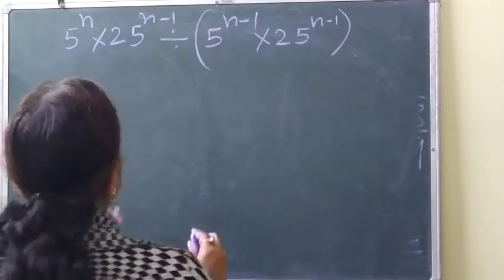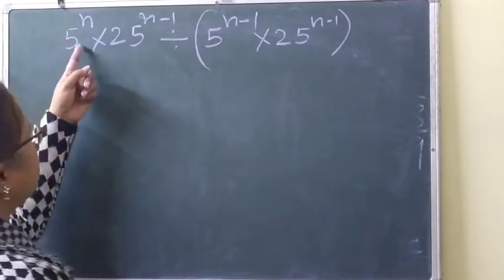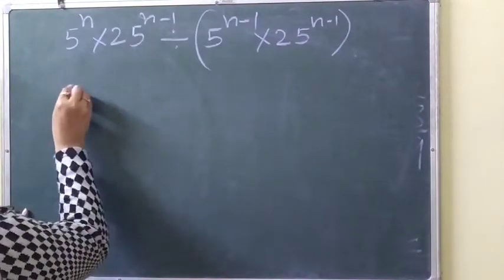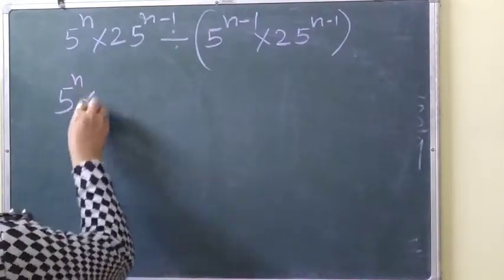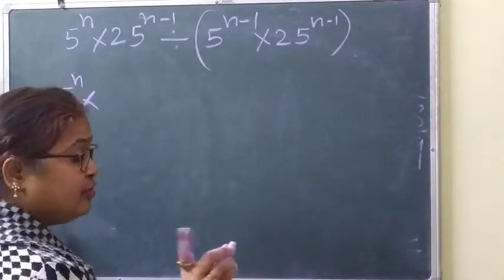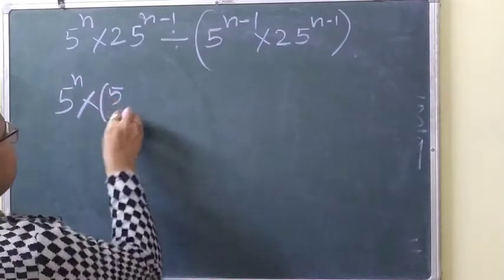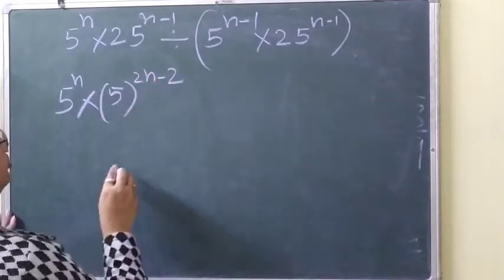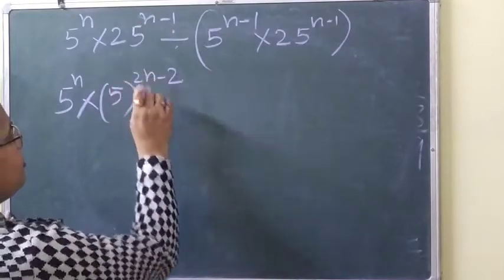Now let's solve it. How will we solve? Here the power is 5 to the power n. Always remember. So now solve it. 5 to the power n into 25. Can we write 25 as 5 to the power 2? 5 to the power 2, and then the power n minus 1 becomes 2n minus 2. Clear? 25 is the square of 5.